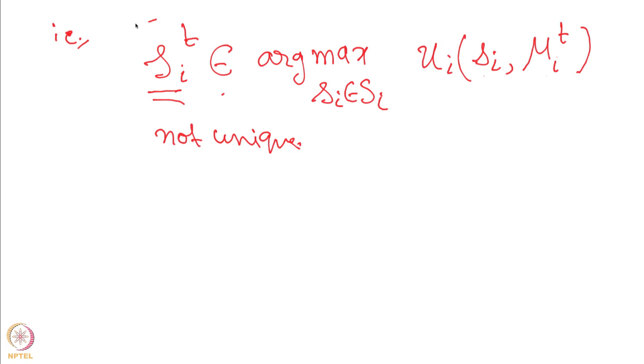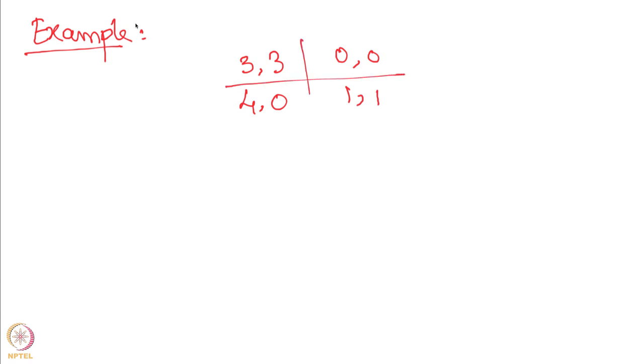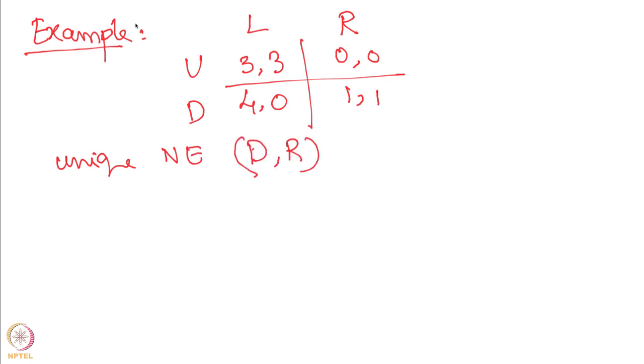So let us consider some examples. So let us take the game with payoffs 3,3; 0,0; 4,0; 1,1, with strategies U, D and L, R. If you look at it, this game is dominance solvable. You can easily verify this can be solved by domination. So in fact the unique Nash equilibrium is (D, R), which you can verify.